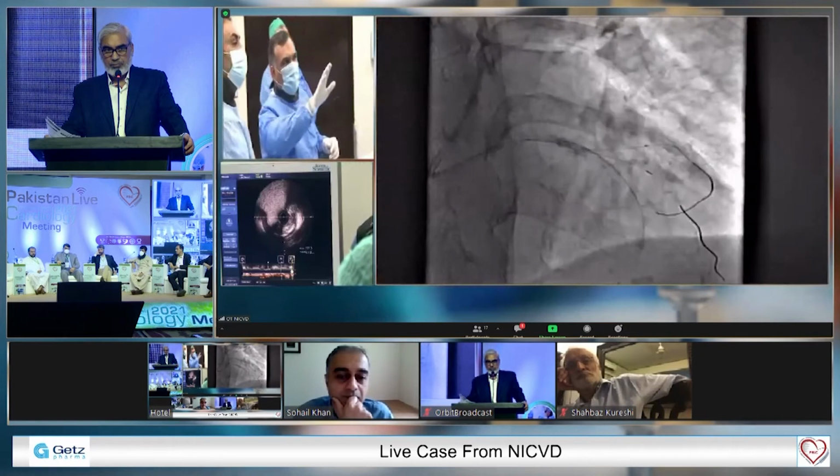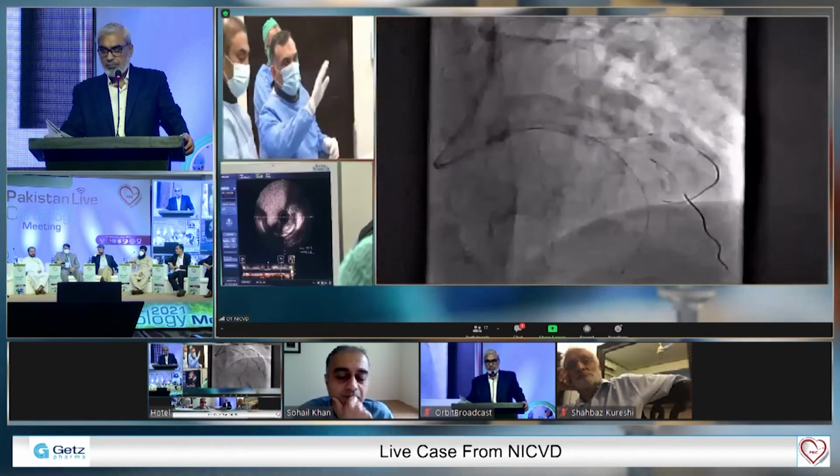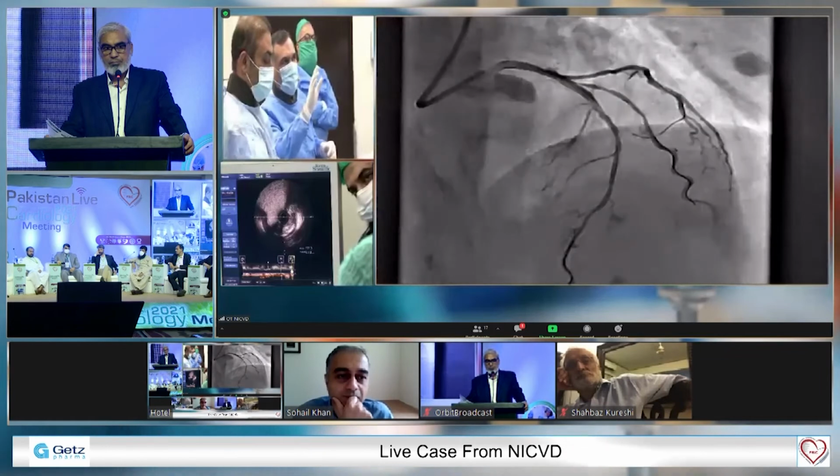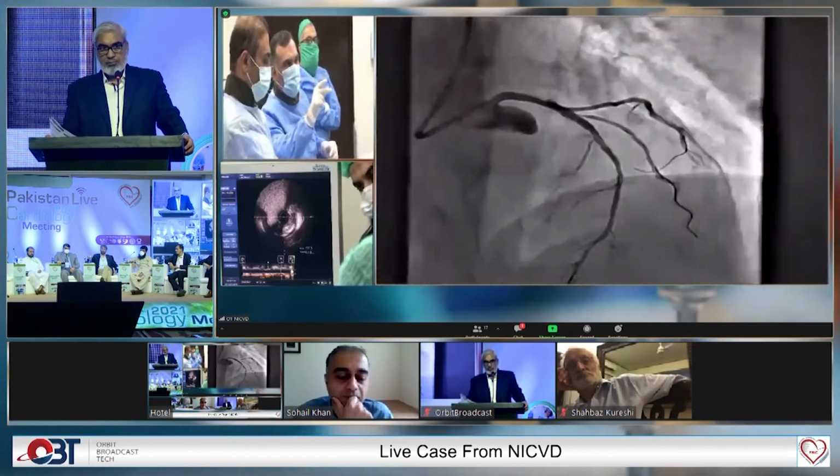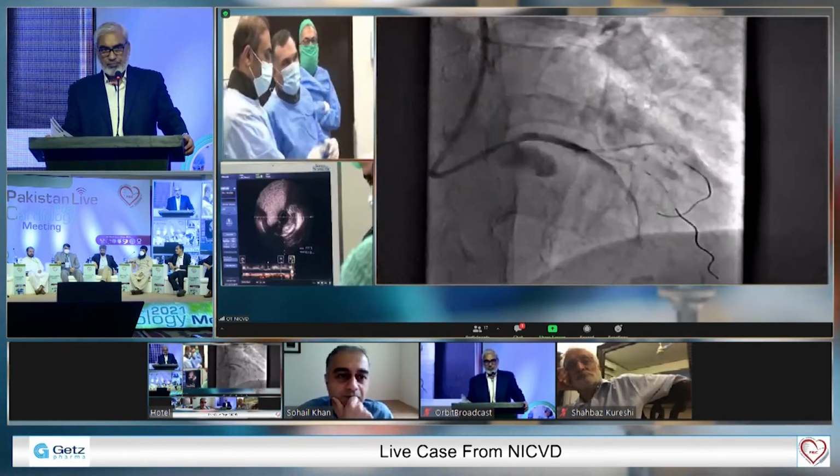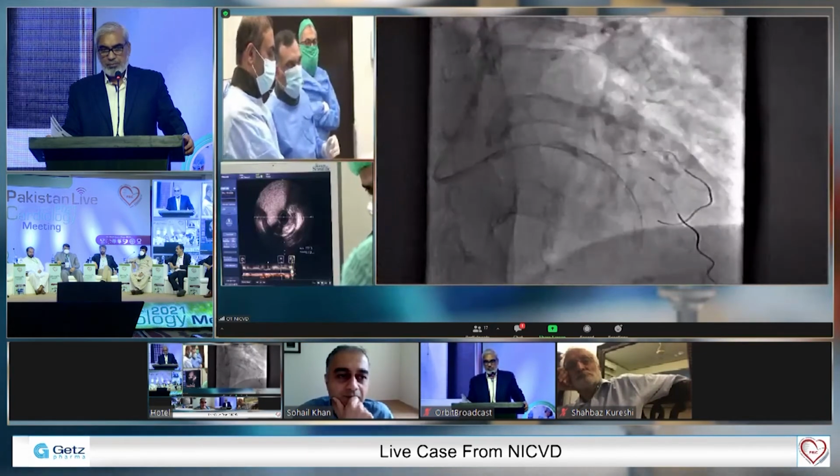I can do whatever I want, not worrying about the distal left main and this left circumflex. I'm going to do the LAD bifurcation first and then concentrate on the circumflex bifurcation.